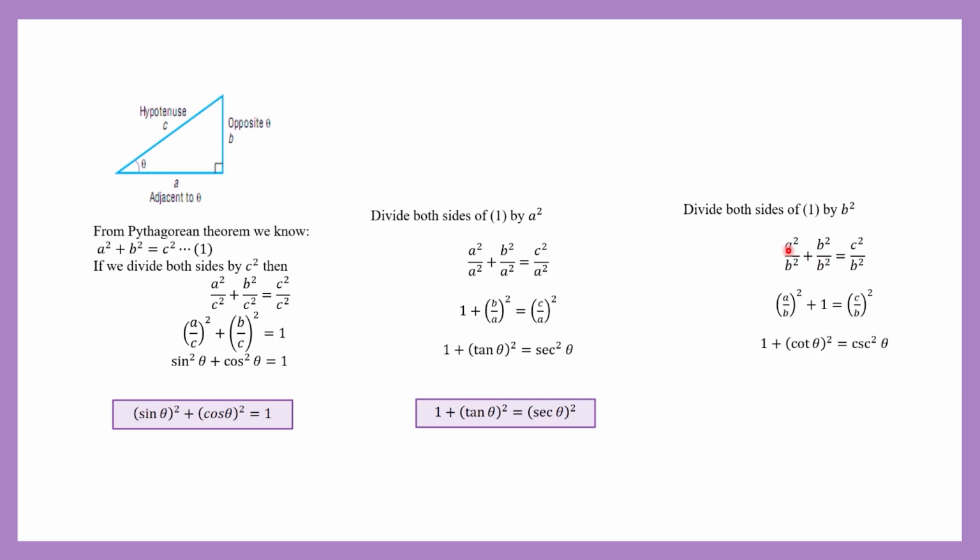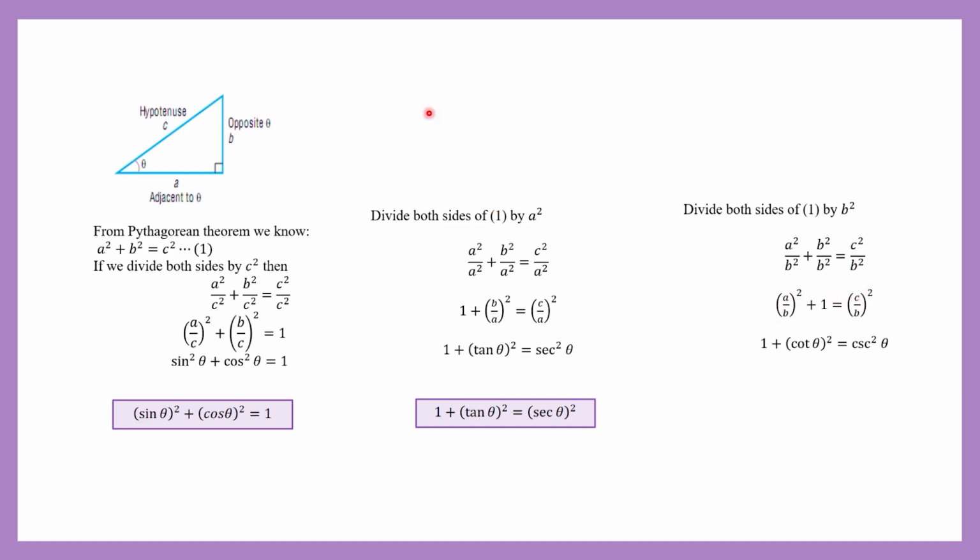Now let's divide both sides of equation 1 by b square. By doing that, we will get a square divided by b square plus b square divided by b square equals c square divided by b square. By using the rules of the exponent, we will get (a by b) whole square plus 1 equals (c by b) whole square.